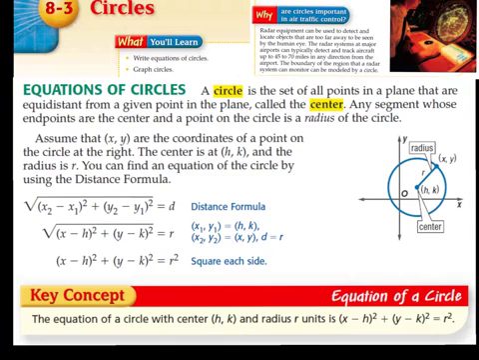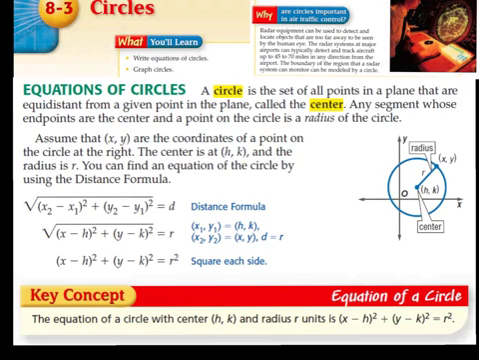The boundary of the region that a radar system can monitor can be modeled by a circle. A circle is a set of all points in a plane that are equidistant from a given point in the plane called the center. Any segment whose endpoints are the center and a point on the circle is a radius of the circle. Assume that x, y are coordinates of a point on the circle at the right. The center is at h, k, and the radius is r.